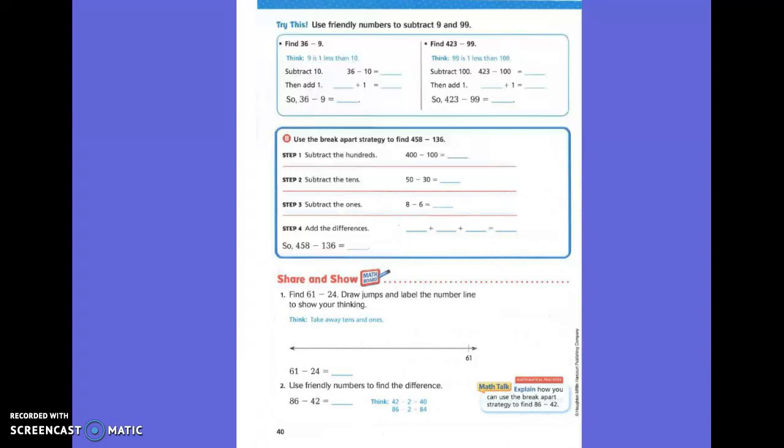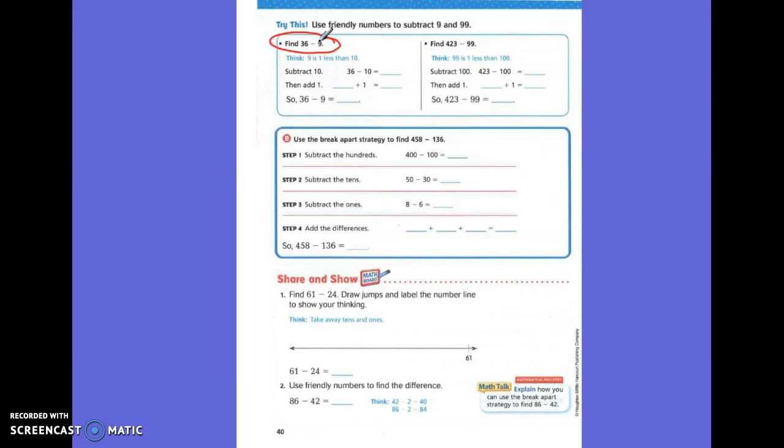Now they're having you use friendly numbers to subtract 9 and 99. Okay, so the first one is 36 minus 9. If you think about this, 9 is 1 less than 10, right? Yes. So instead, do 36 minus 10, which is easier, right? So that would be what? 36 minus 10. Remember, you should still have a 6 at the end. You're just going down this time.